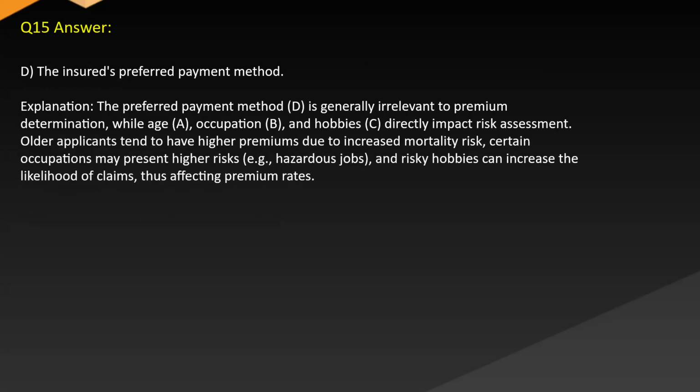Answer: D. The insured's preferred payment method. Explanation: the preferred payment method (D) is generally not relevant to premium determination, while age (A), occupation (B), and hobbies (C) directly impact risk assessment. Older applicants tend to have higher premiums due to increased mortality risk. Certain occupations may present higher risks, e.g., hazardous jobs, and risky hobbies can increase the likelihood of claims, thus affecting premium rates.